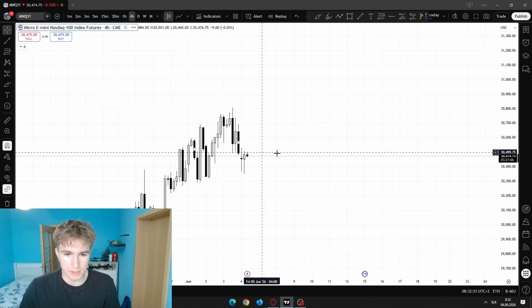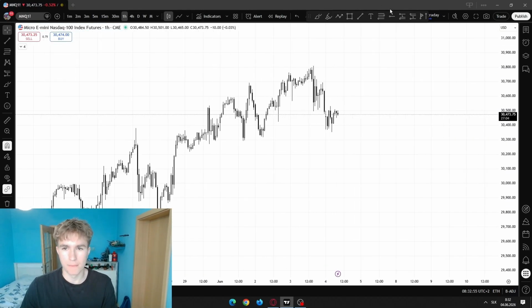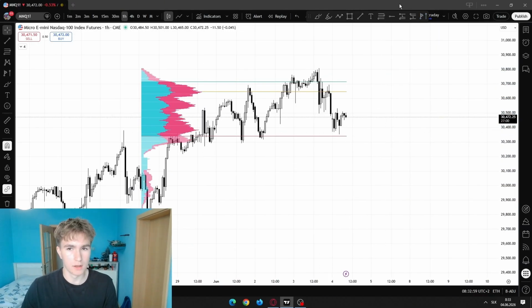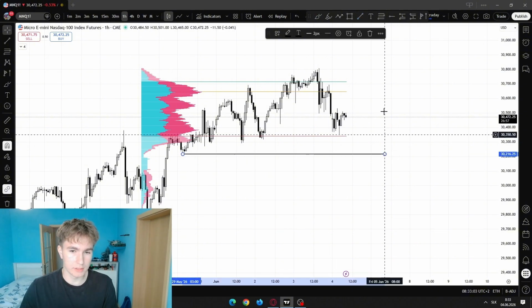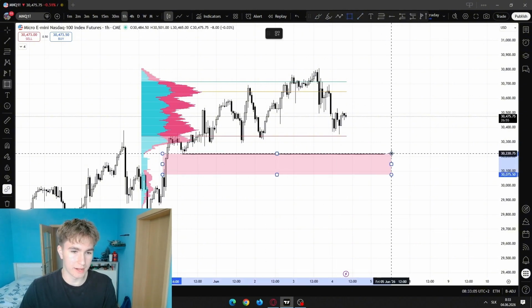What do we see? Yeah, let's plot the volume profile. I said you can use it with any confluence. We have this value area here, and we have this sell side liquidity down here, those unfilled fair value gaps down here.